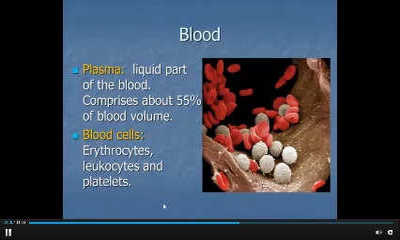Blood, recall, is also a tissue, and it belongs to a connective tissue category. Connective tissues are known for not only having cells, but also a large amount of extracellular material, and that is plasma. Plasma is about 55% of the volume of the blood. Blood cells are red blood cells or erythrocytes, white blood cells or leukocytes, and platelets or thrombocytes compose the remaining 45%.